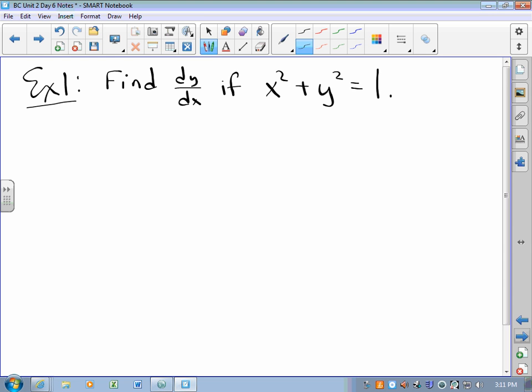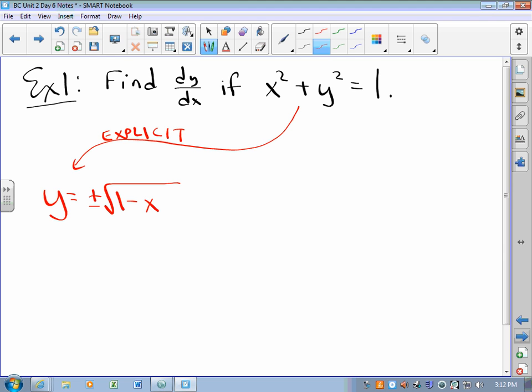If we're going to do this in an explicit way, we would have to say, okay, y is plus or minus the square root of 1 minus x squared. And we'd have to take the derivative of that. And I know from my chain rule that the derivative of y with respect to x, let's see, this is the square root of something. So that's 1/2 something to the negative 1/2 times the derivative of the inside.